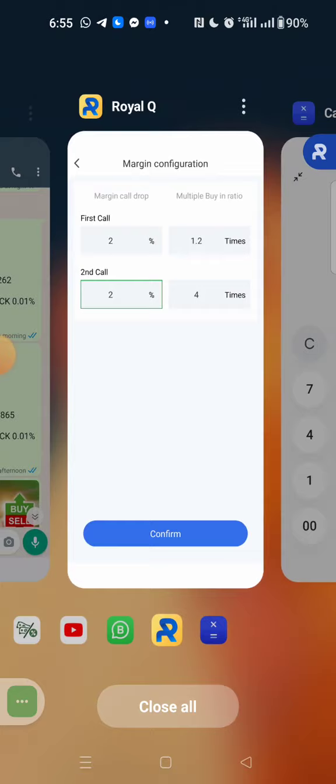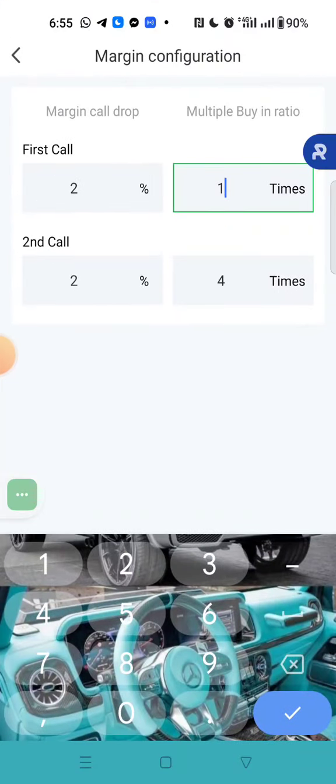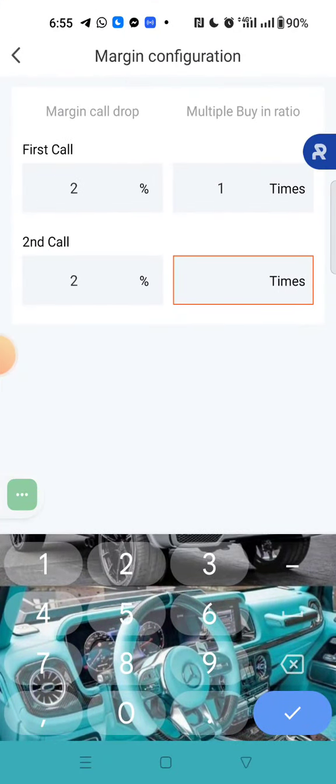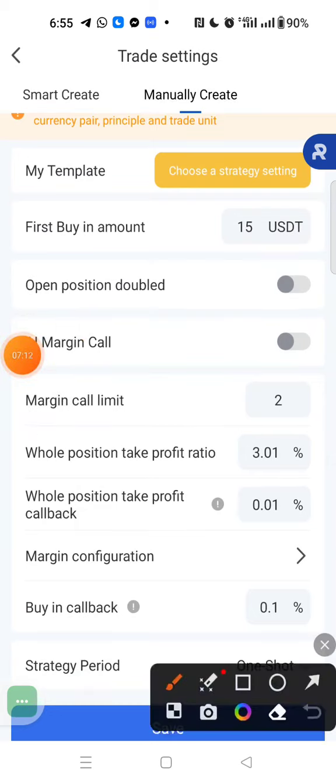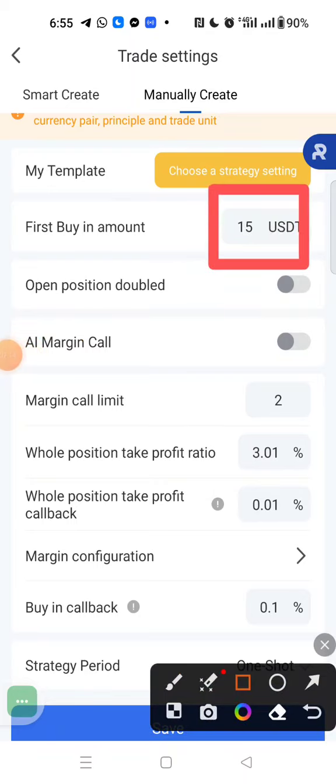So the first time here, the robot will buy 1 time. The second time, the robot will buy 2.4. That's the total of my $200. I'm using $66 per signal. Now, when this signal sells, never forget to compound your money. Because you're also using 15 as your first buying amount.